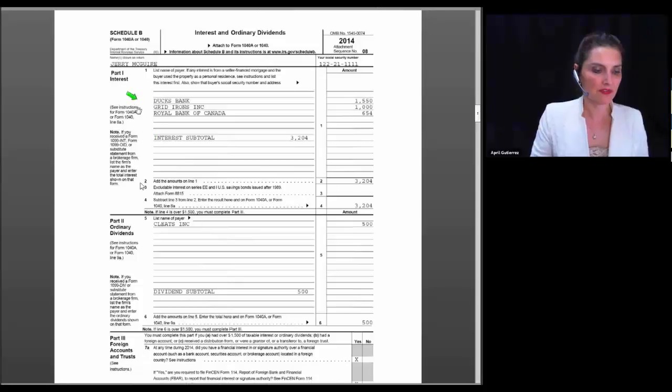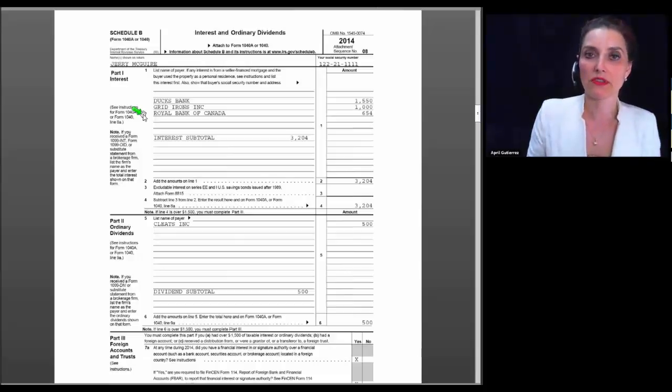And so the first form we've got here is the Schedule B, and on it we're going to show Ducks Bank, for which he received a 1099-INT. We're also going to show Gridirons Inc., because that was the flow-through from the K-1. And then we're going to show the interest coming through from the Royal Bank of Canada.